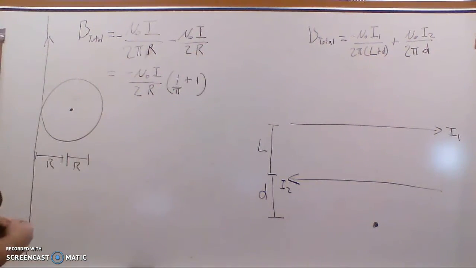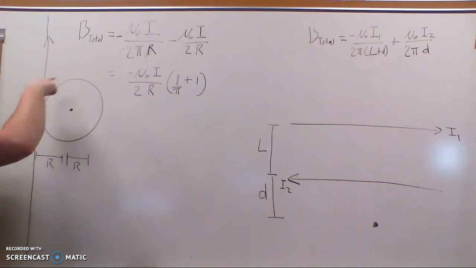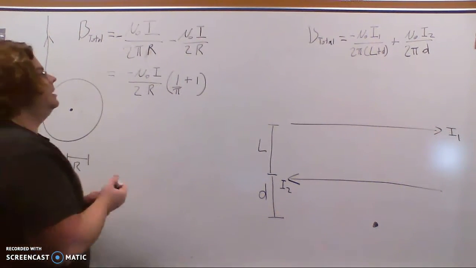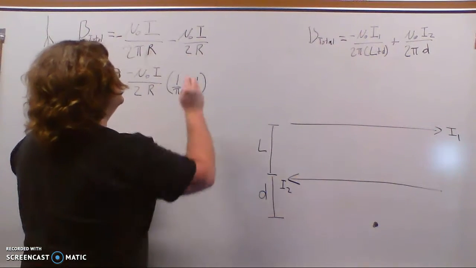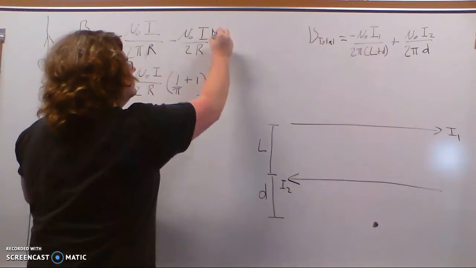But let's say it wrapped around n number of times. That means it came up and went around 1, 2, 3, 4, all the way up to n. Well, that means all I would have to do here is replace this I with I times n.